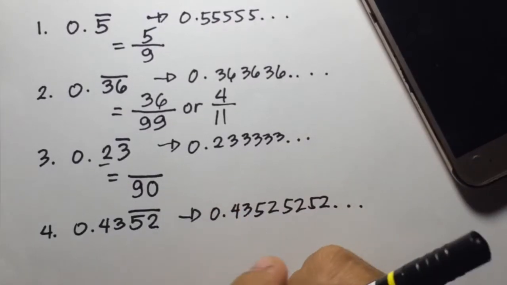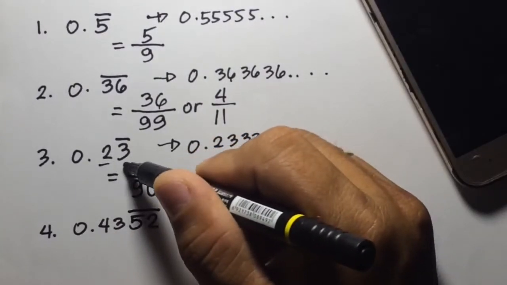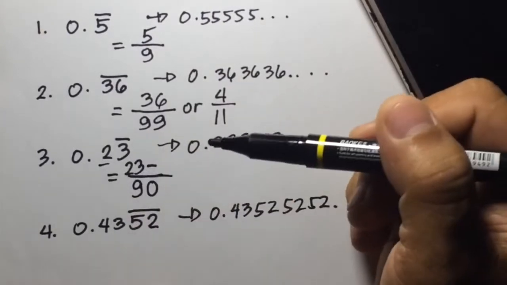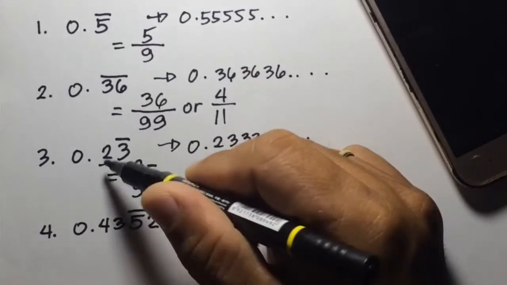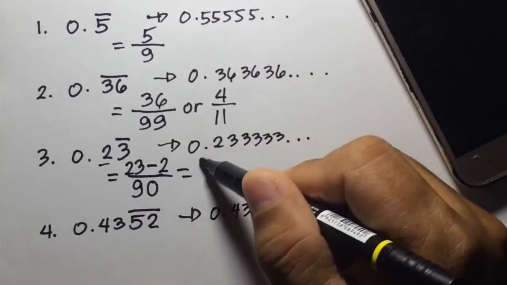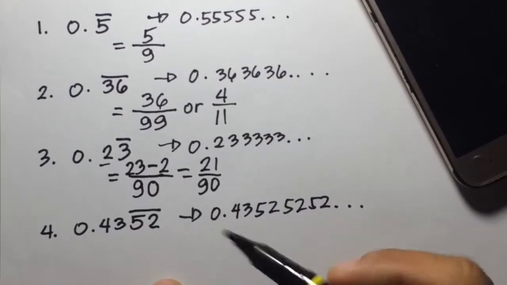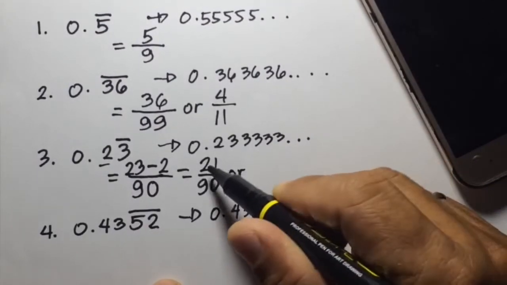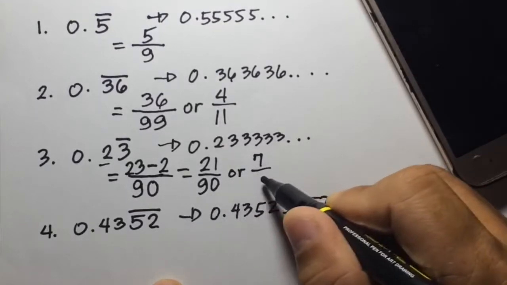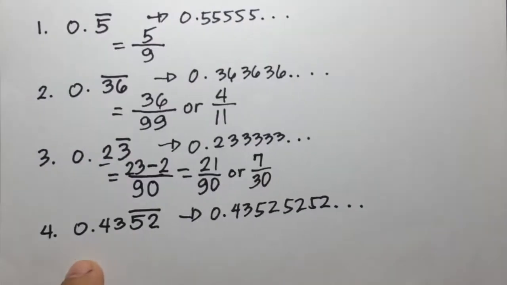Then we're going to write the number after the decimal point, which in this case is 23, minus the number that is not being repeated. So 23 minus 2 over 90. 23 minus 2 is 21 over 90. Then if we simplify this, it is divisible by 3. So 21 divided by 3 is 7, and 90 divided by 3 is 30. So the answer is 7 over 30.